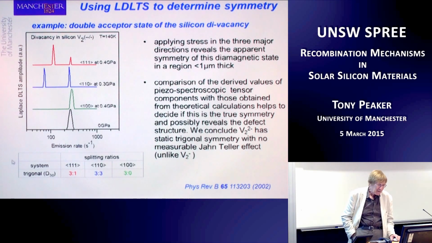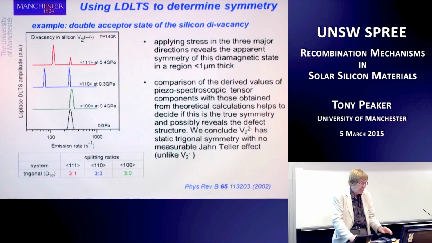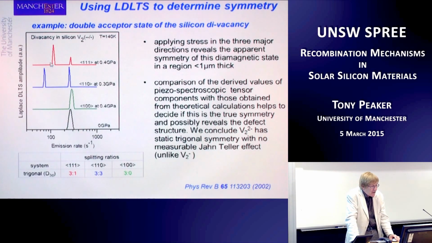So it's not something that you do every day or in an industrial lab or anything like that. But what you can do is apply uniaxial stress to a sample that has a particular defect in it that you want to learn a lot about. You apply the stress in the three principal directions, and from that you can get out the symmetry. Again, an analogy with photoluminescence, you get splitting.